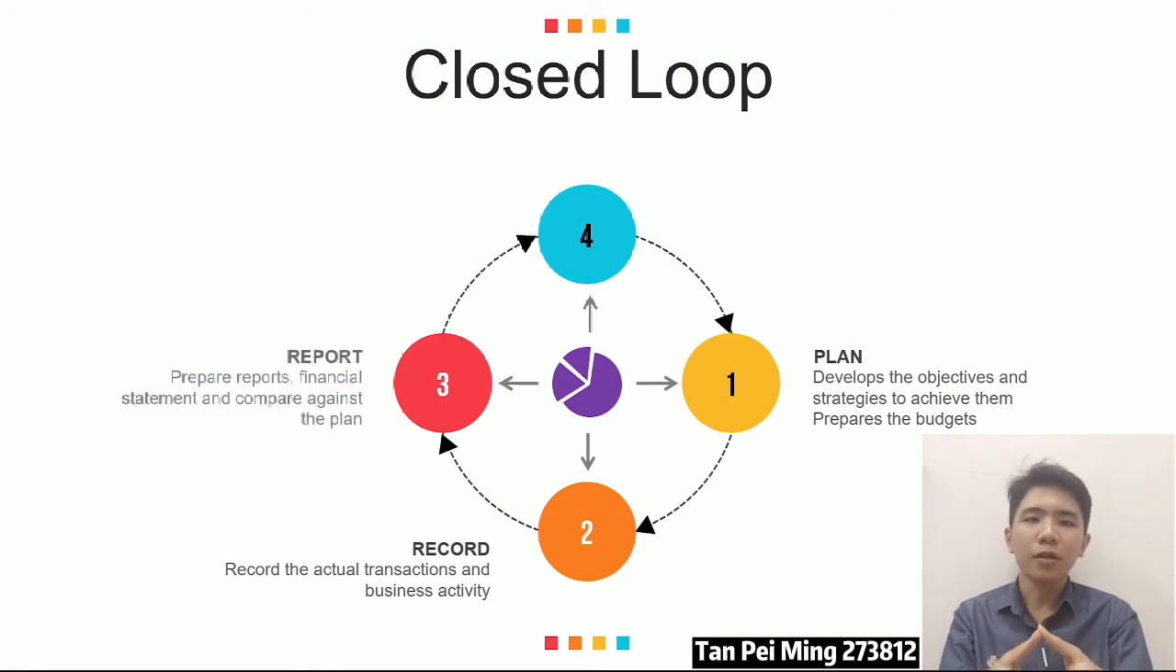From time to time, reports and financial statements are prepared and used to compare against the plan and budget that was developed at the first stage. Lastly, the management will respond to the issue in the reporting stage. Planning, controlling, and decision-making activities take place in this loop.